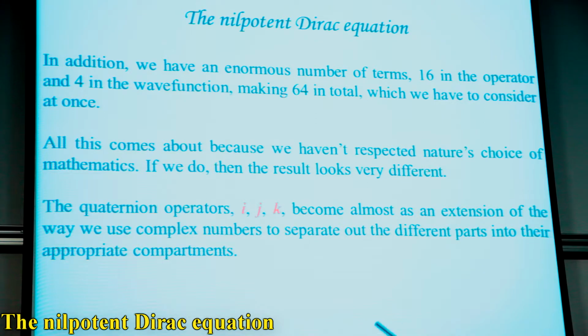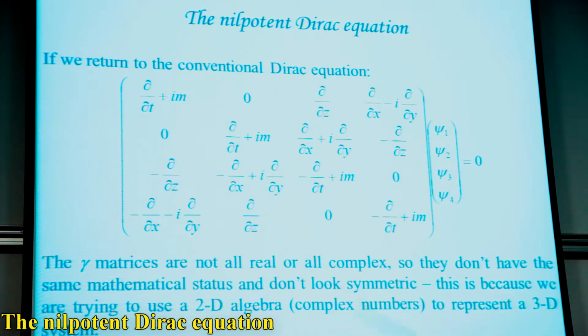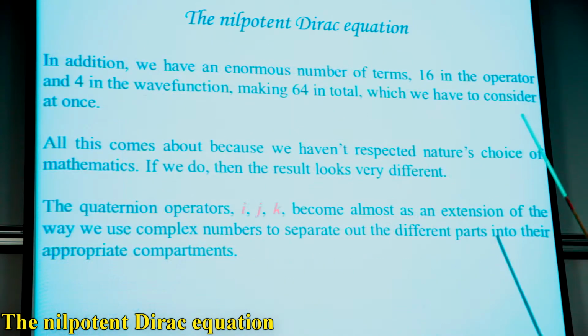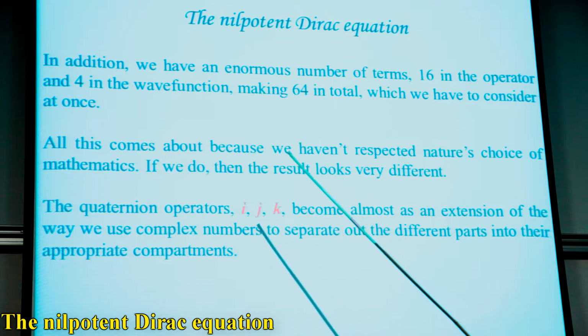Another aspect of the equation which is a problem is that, you see, we've got 16 terms there, and we've got 4 there, we've got 64 terms. But 16 in the operator. So to do one operation we need 16 terms. I say this comes about because we haven't respected nature's choice of mathematics. That's what we've got to do. We know what nature's choice is if we follow what we did in lecture 4. Nature's choice is what we are doing here.